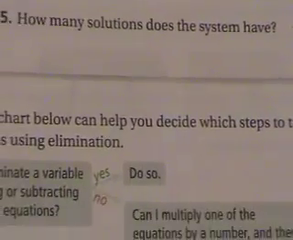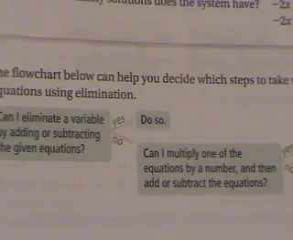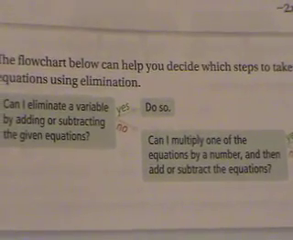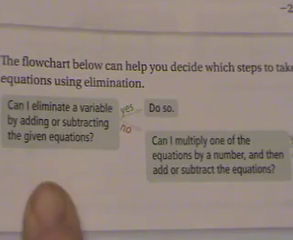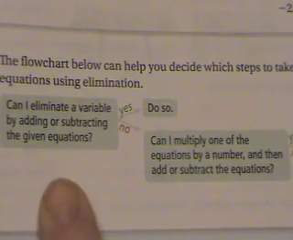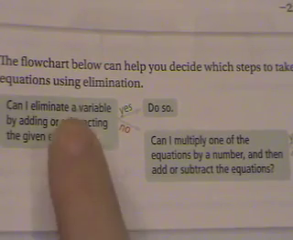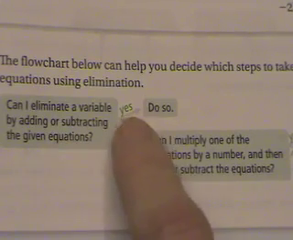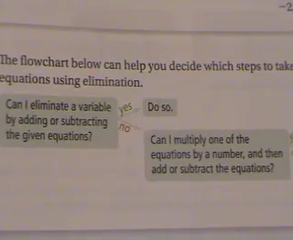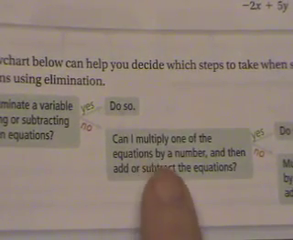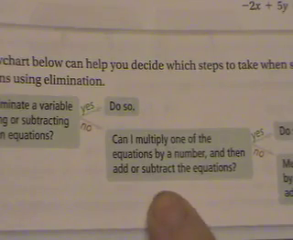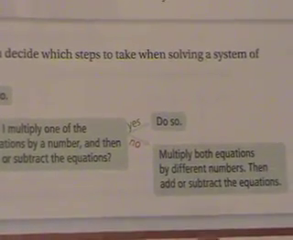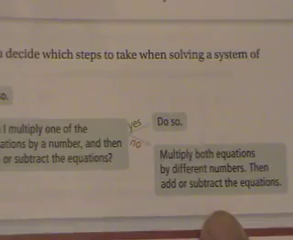Down here, one very helpful thing. If you are still, as someone I know says, combafflated by the process in this chapter, this flowchart on page 377 might be just the ticket. Look at your system. Can you eliminate a variable by adding or subtracting what's given? If you can, do so. If you can't, then can you multiply one of the equations by a number and then add or subtract? If you can, do so. If you can't, multiply both equations by different numbers, then add or subtract.